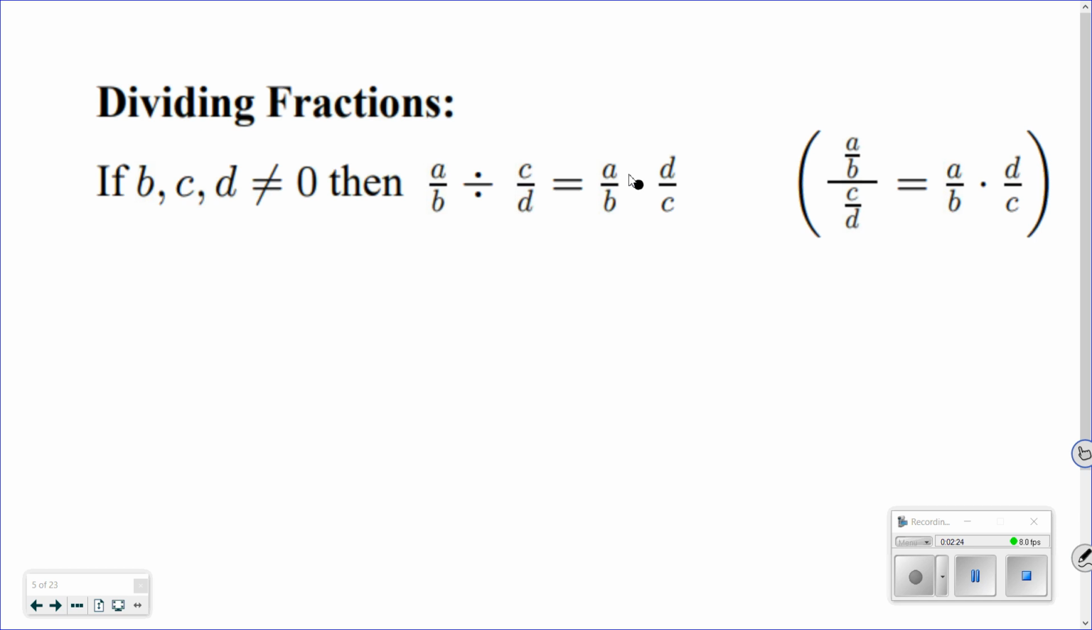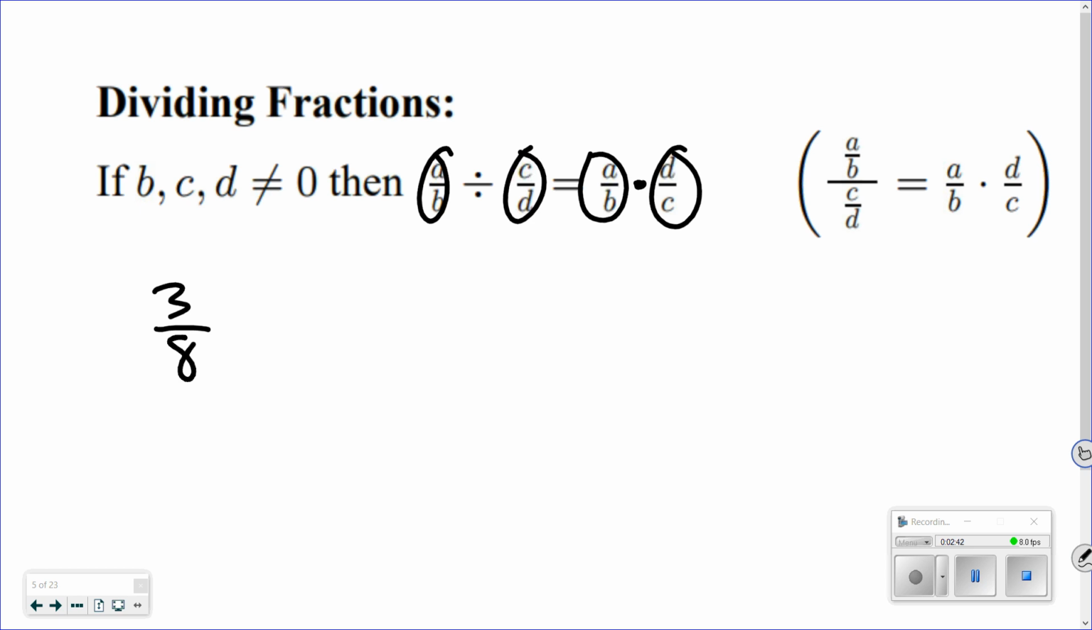Some of you may remember back in elementary school, a lot of teachers say, copy, dot, flip. Right, your first one, the a/b stays the same, just copy it down, change the division to multiplication, and then you take the reciprocal of c over d. So you get d over c. An example of that would be this. If I have 3/8 divided by 2/5.